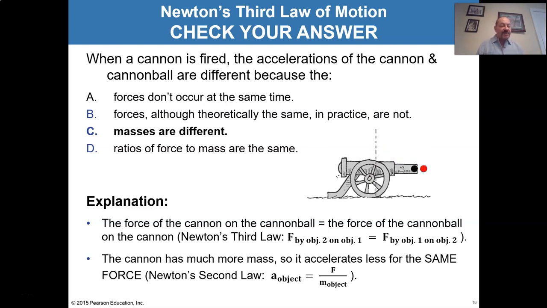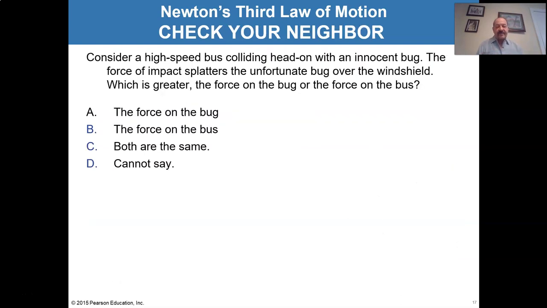The force is the same because of Newton's third law. The acceleration is the force divided by mass. That's Newton's second law. So they really work together hand in hand here, and you end up with different accelerations when you have different masses.